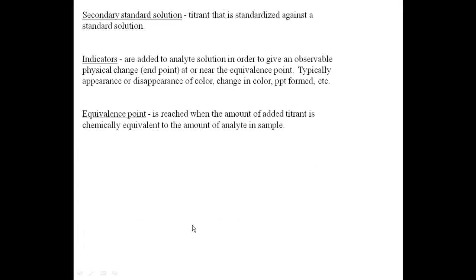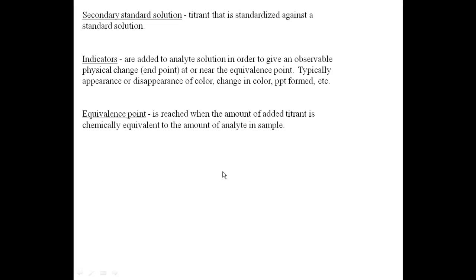Now, our goal in the titration is to reach something called the equivalence point. The equivalence point is reached when the amount of added titrant is chemically equivalent to the amount of analyte in the sample. That is the point that we're trying to find. That's where the number of moles or equivalents of your analyte equals the number of moles or equivalents of the titrant, on a stoichiometry basis. We reach that, we've reached the equivalence point, and that's what we're trying to determine.